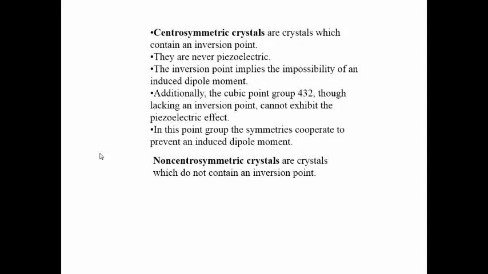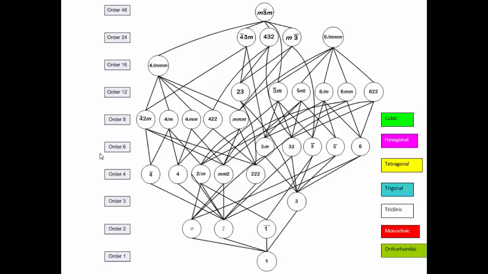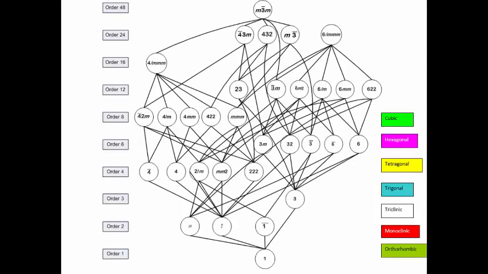On the other hand, we have the non-centrosymmetric crystals, and they are crystals which do not contain an inversion point. If a crystal is to be piezoelectric, it must form in one of the non-centrosymmetric point groups, excluding 432. So now let's get your other copy, and we'll see what we can understand about how the point group tree will help us. Now we're going to follow along with your crayons here.